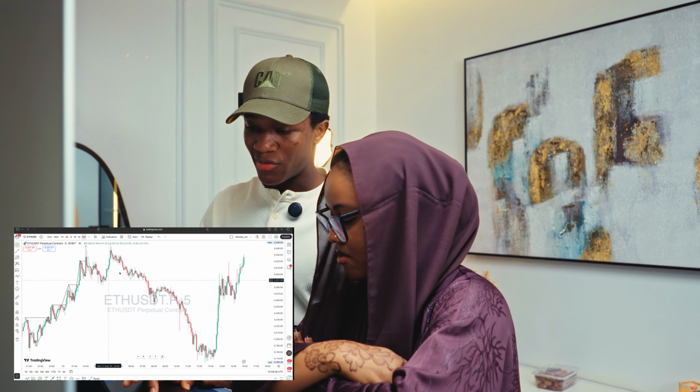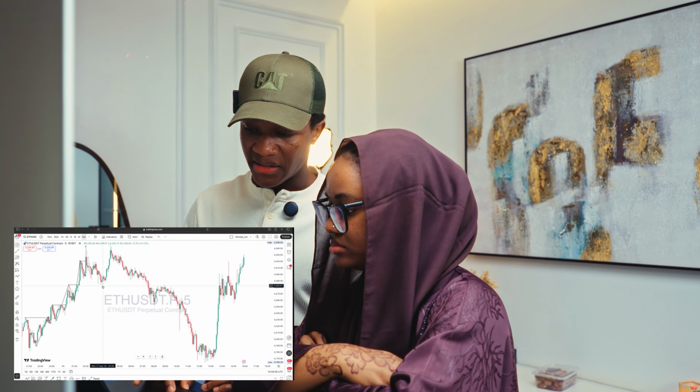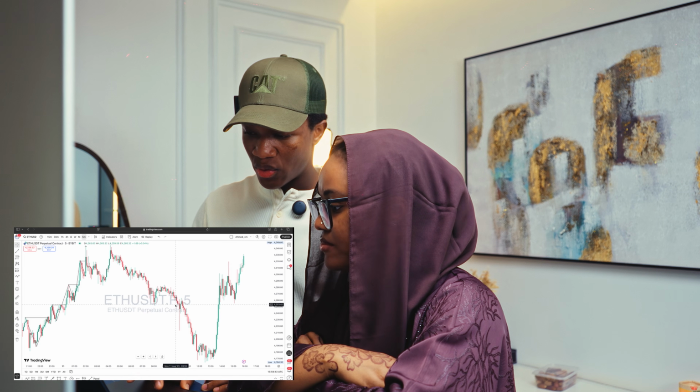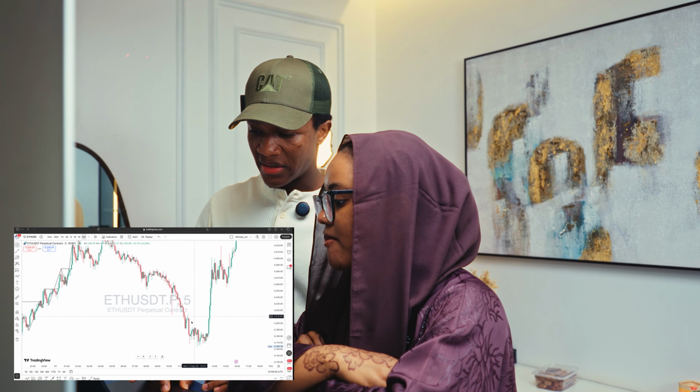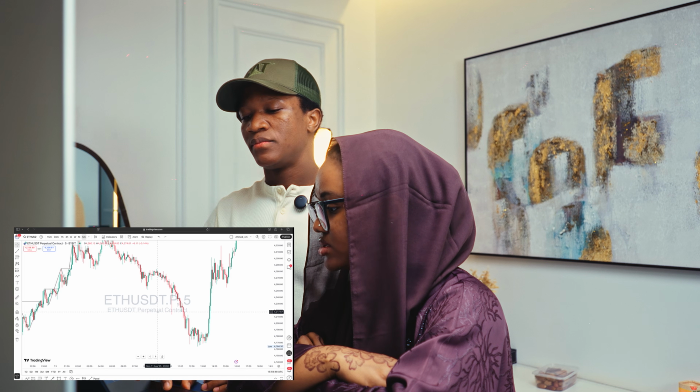Now there's not much structure here. There's this low, then there's this low, then there's this low, then there's another low here, right? Yes.